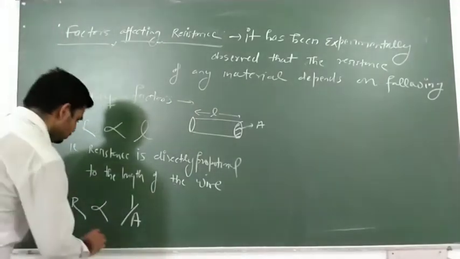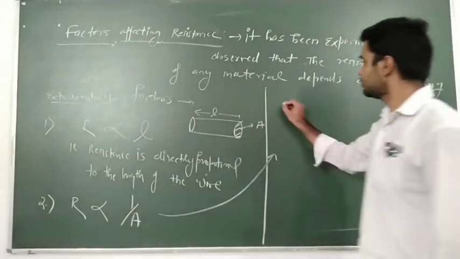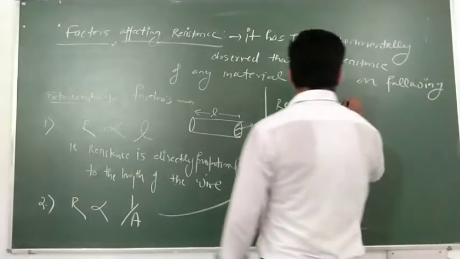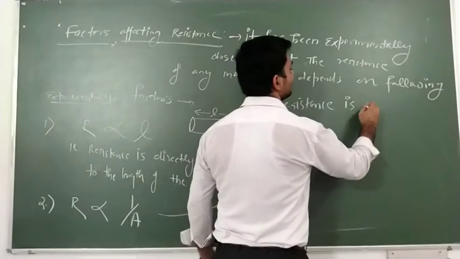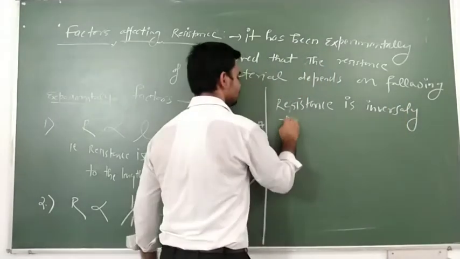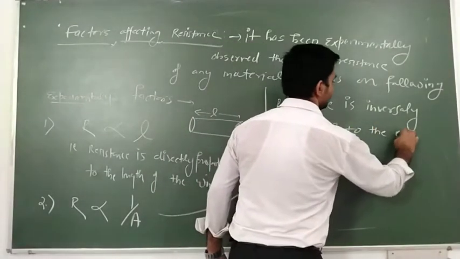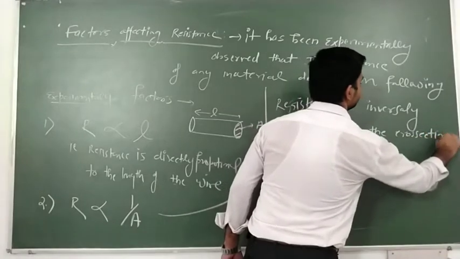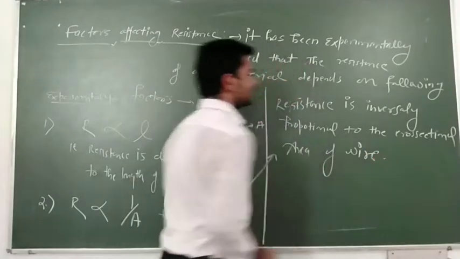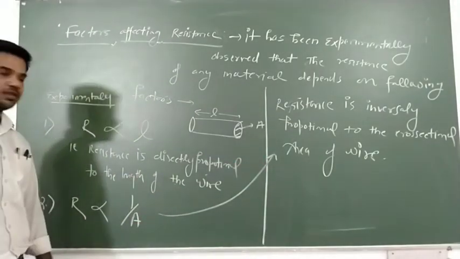Now, just note it down. Resistance is inversely proportional to the cross-sectional area of wire or conductor. The mathematical relation is here.